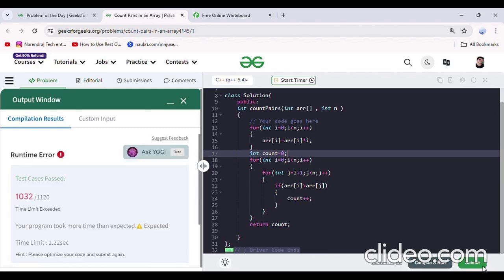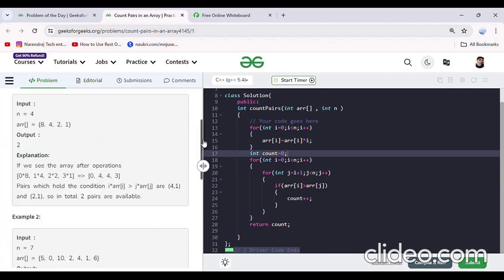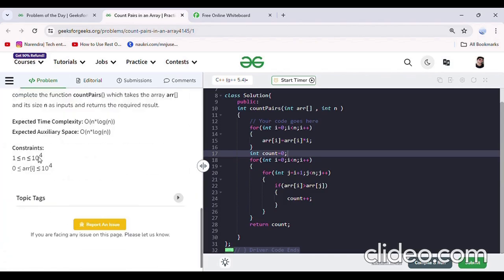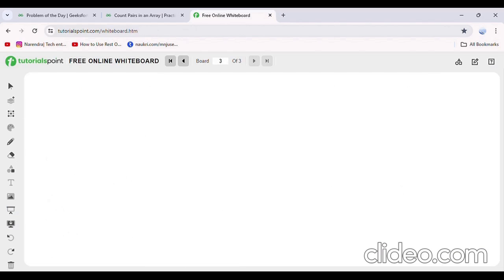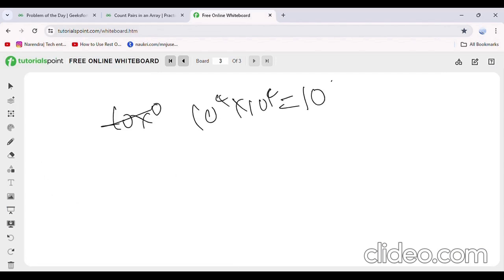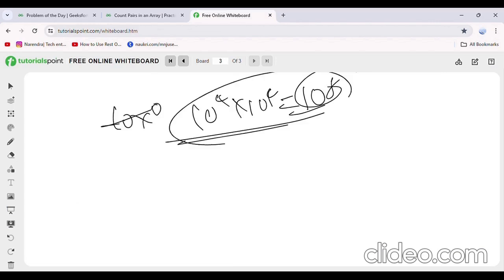Here we got time limit exceeded. Why? Because here n is up to 10 power 4. If you multiply 10 power 4 into 10 power 4, it becomes 10 power 8. So our total number of executions should be less than 10 power 8. Then only our code will be submitted successfully.